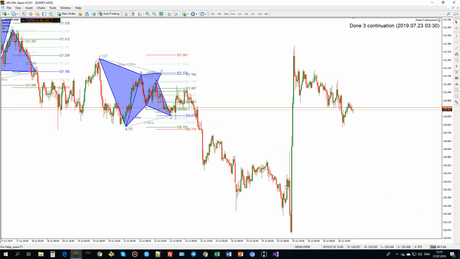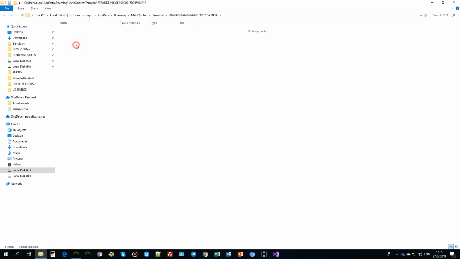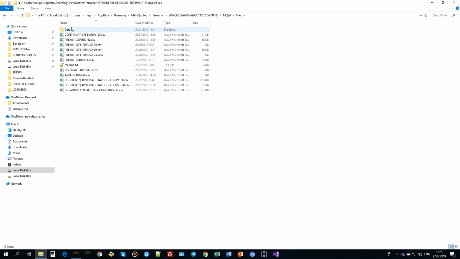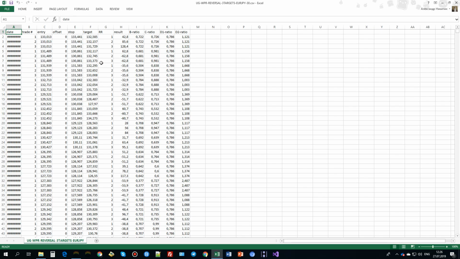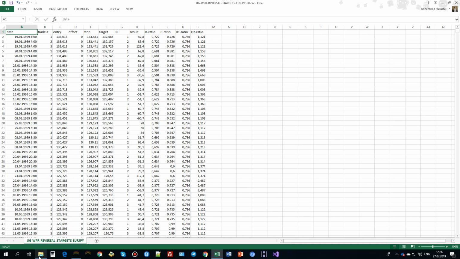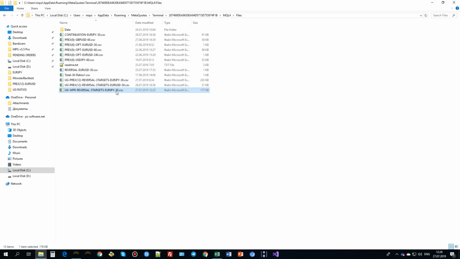Well, that's it. Now let's go to our Excel spreadsheet file. It is stored in the open data folder, MQL4, files, and here it is: Unified Godly, WPR, reversal, 3 targets. What was the pair? EURJPY 30.